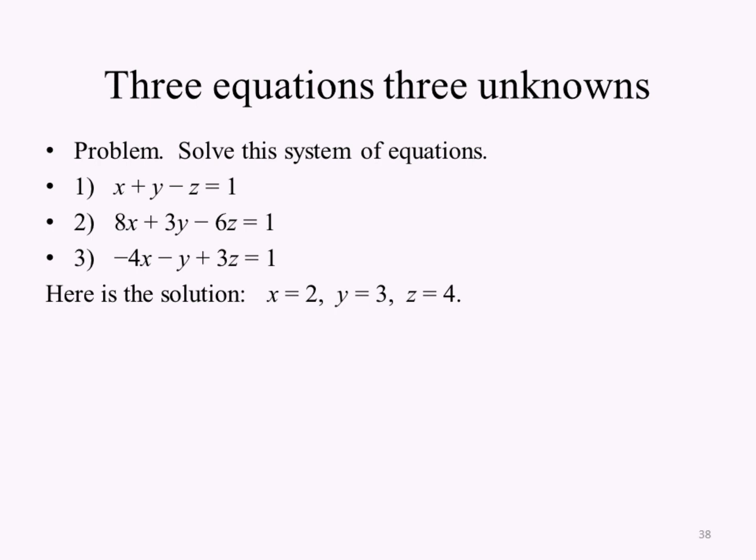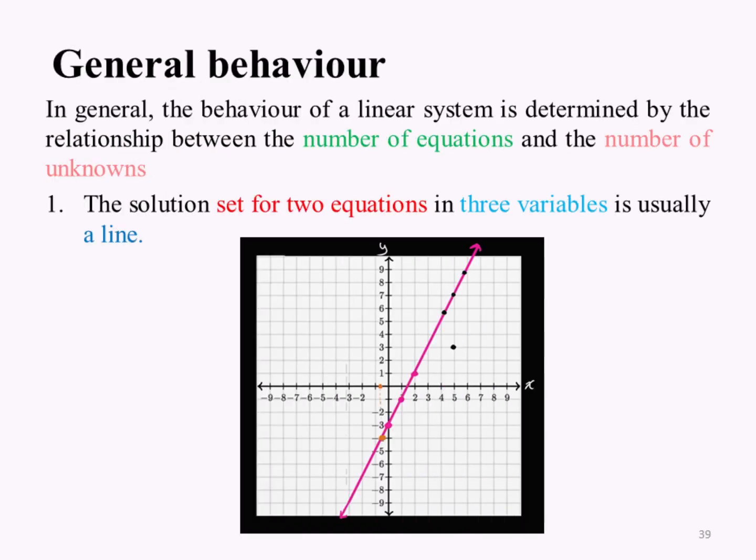But before that, we need to understand 3 general characteristics of such equations. The solution set of 2 equations in 3 variables is usually a line. In general, the behavior of a linear system is determined by the relationship between the number of equations and the number of unknowns.